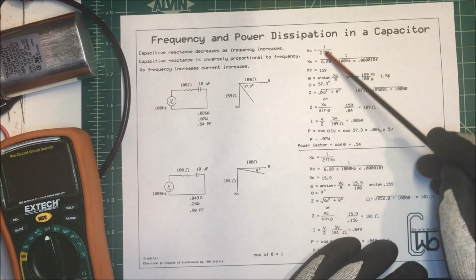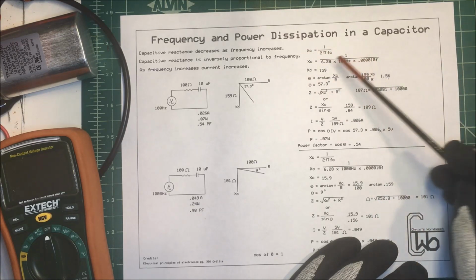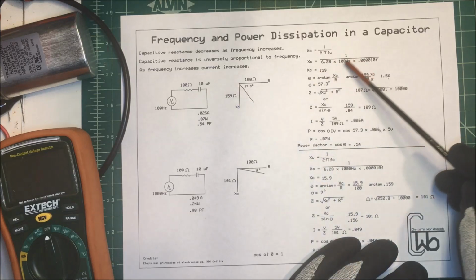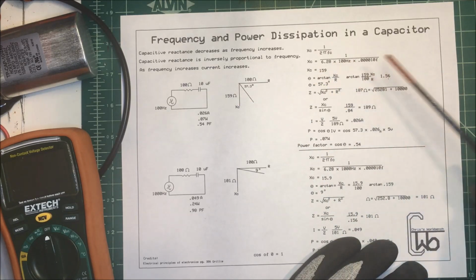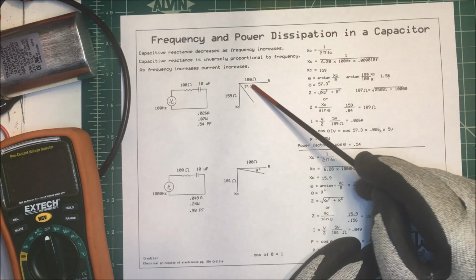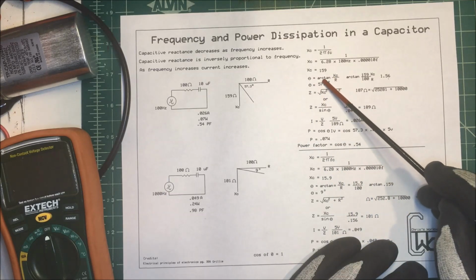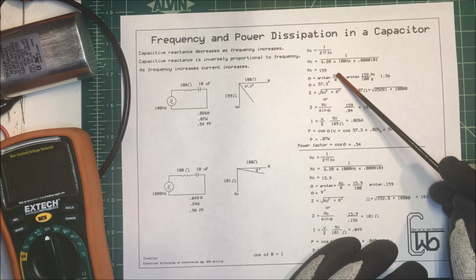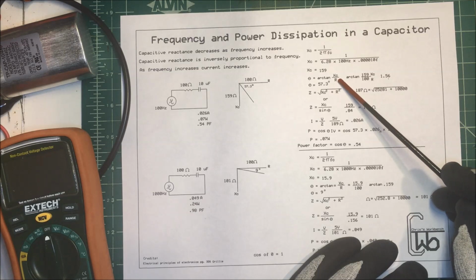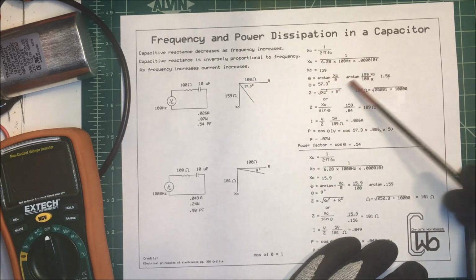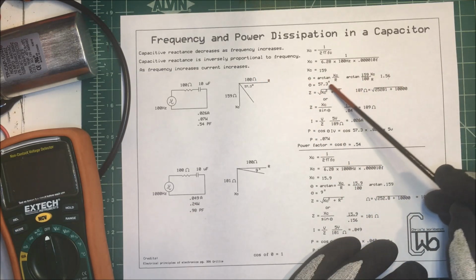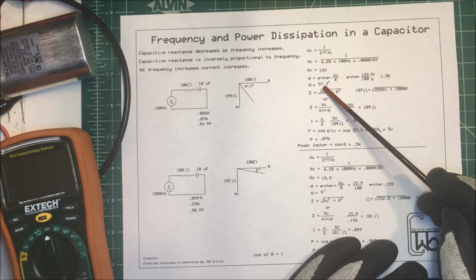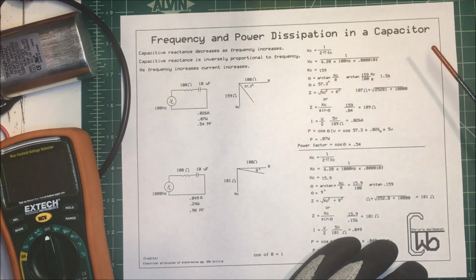So we start with our formula for capacitive reactance, and we plug in these values, and that comes out to 159. Now to find this angle here, we just take the arctangent of the capacitive reactance divided by our resistance, or 100 ohms, and that comes out to 57.3 degrees right there.